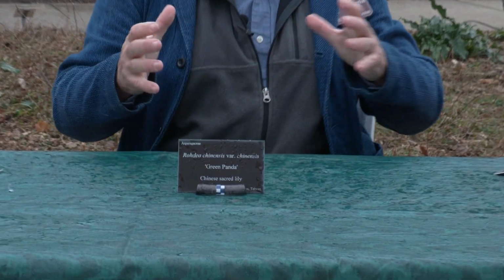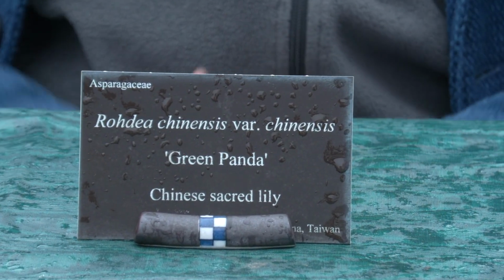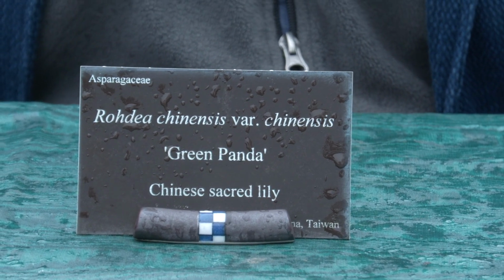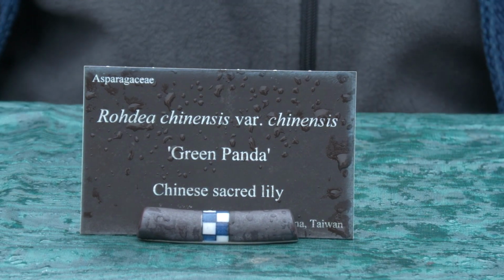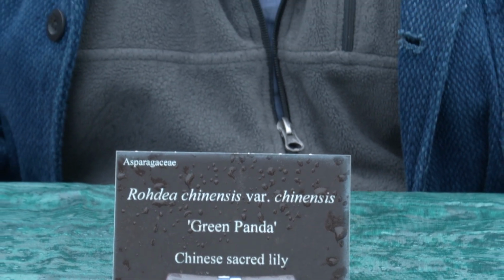There's also, this has a variety, Rhodea chinensis, variety chinensis. So it's got a botanical variety. That is something that occurs in the wild, this variety. There's other forms of Rhodea chinensis. This is an especially nice large form, so it was given the cultivar name 'Green Panda'.